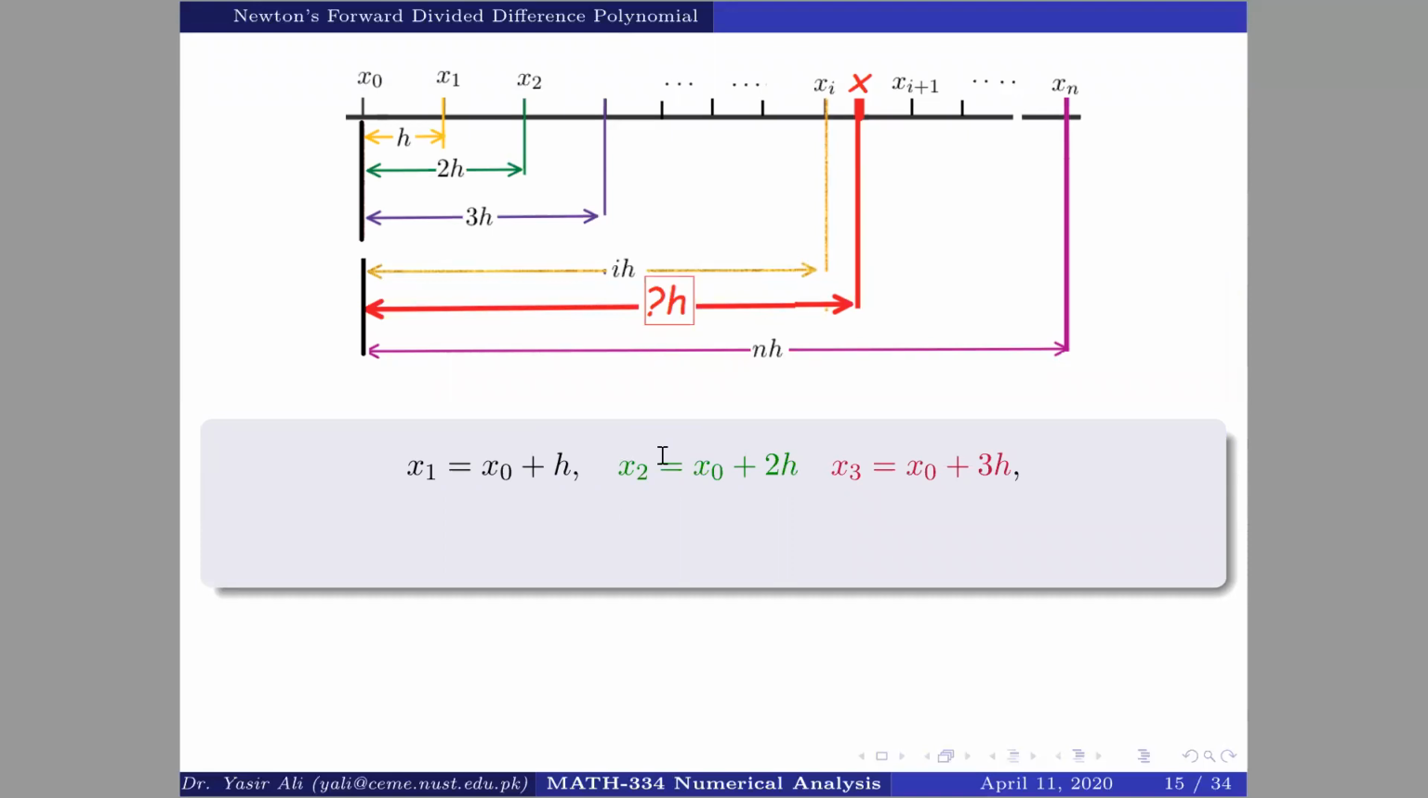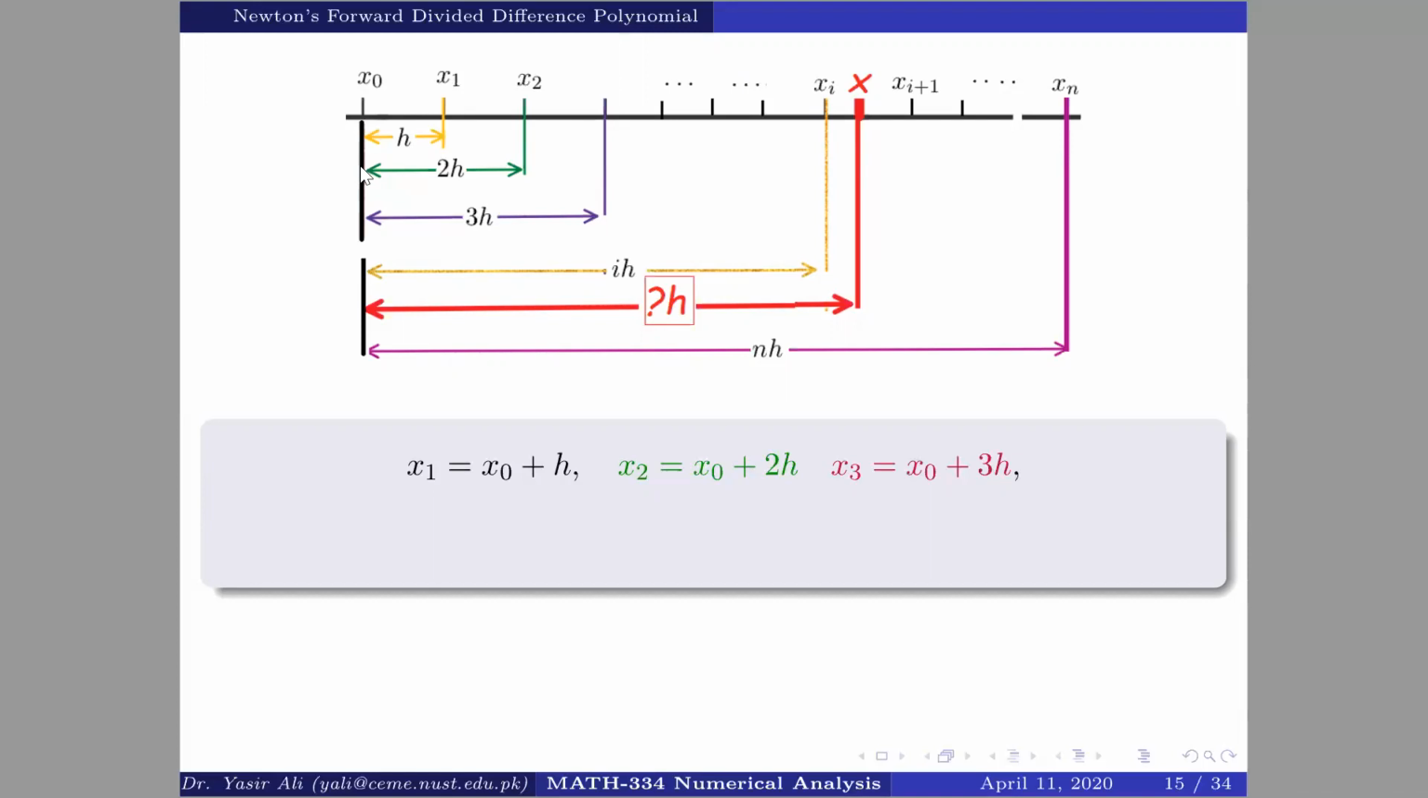So what can we simplify in terms of x? Here we can see that our data is equally spaced. Equally spaced means that if x naught is the initial point, then x1 is at the same distance from x naught. Let's say this distance is h, then the distance between x2 and x1 is h.